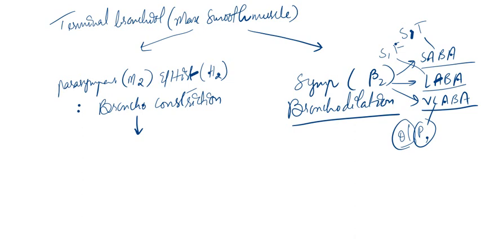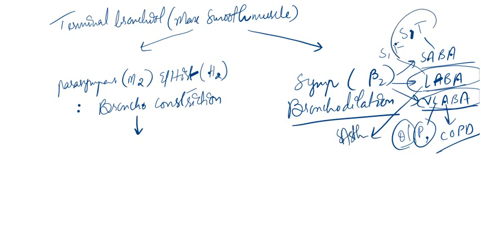But these very long acting beta adrenergics are used in COPD, chronic obstructive pulmonary disease. Long acting beta adrenergics are given in maintenance of asthma, right? And SABAs are given in asthma, intermittent or status asthmaticus also.